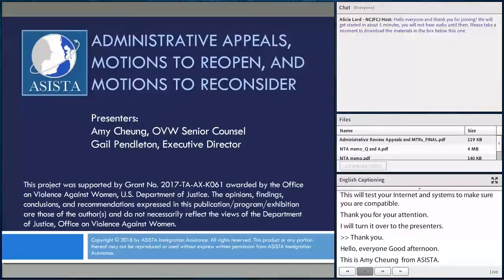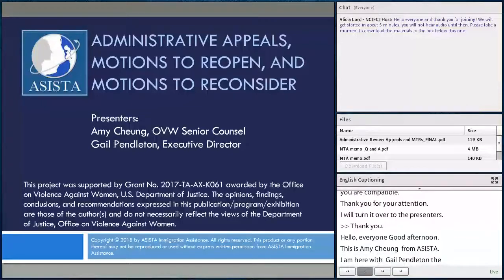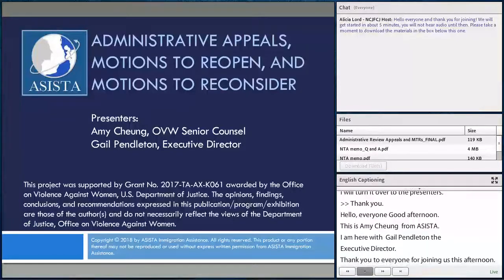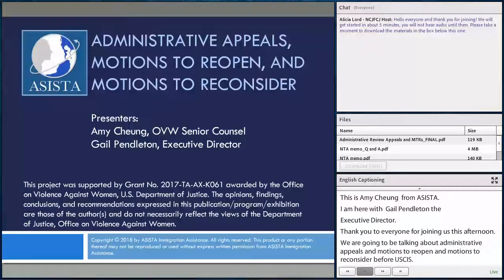This afternoon, we're going to be talking about administrative appeals, motions to reopen, and motions to reconsider before USCIS. And this presentation and our project is supported by the Office of Violence Against Women, and we thank OVW for their support of today's presentation.